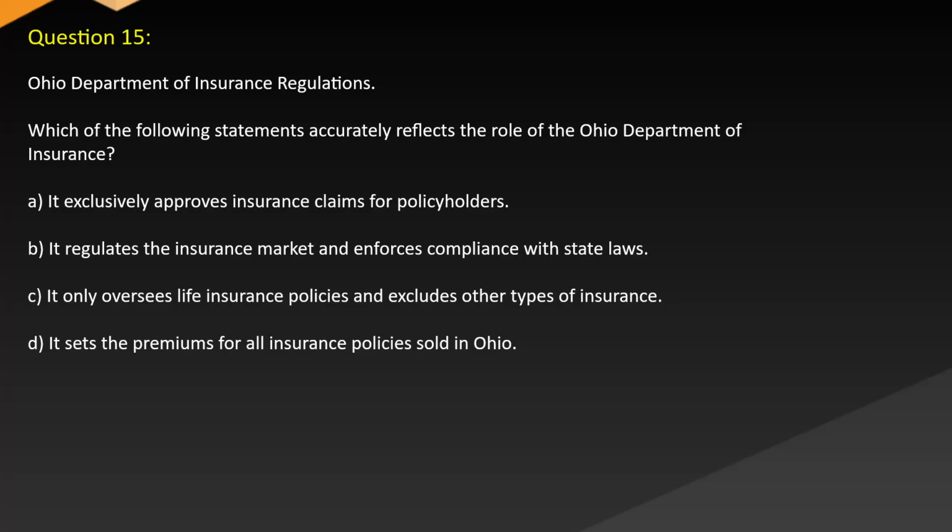Question 15. Ohio Department of Insurance Regulations. Which of the following statements accurately reflects the role of the Ohio Department of Insurance? A. It exclusively approves insurance claims for policyholders. B. It regulates the insurance market and enforces compliance with state laws. C. It only oversees life insurance policies and excludes other types of insurance. D. It sets the premiums for all insurance policies sold in Ohio.